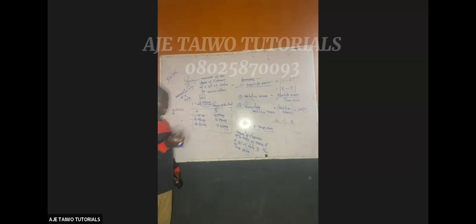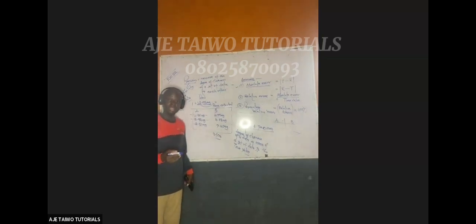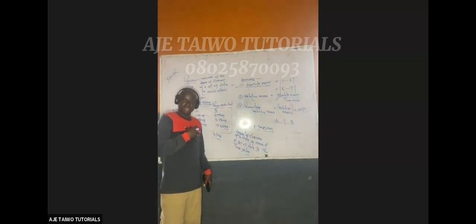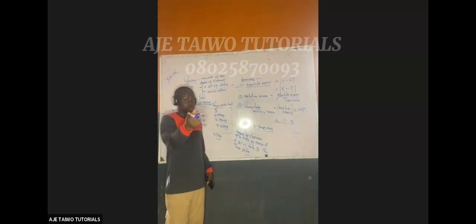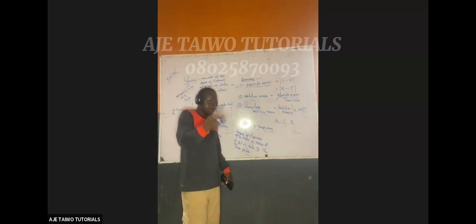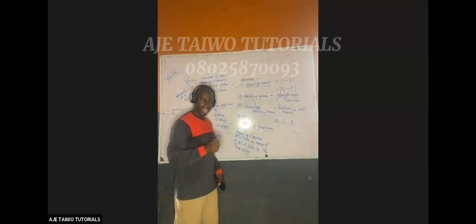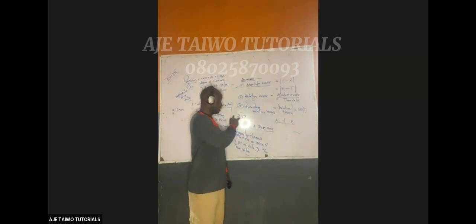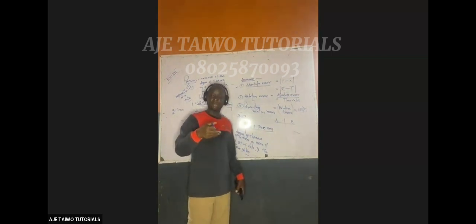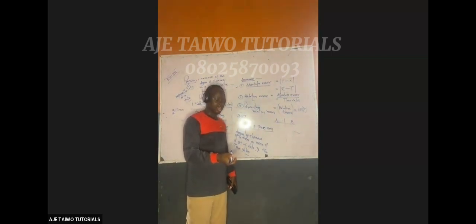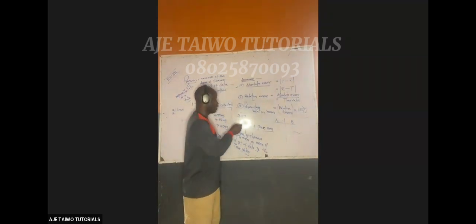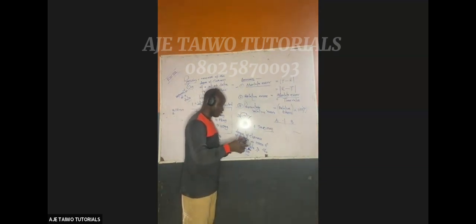Your meter rule cannot give you more than 0.1 centimeter accuracy. Meaning, you cannot tell me you measured something using a ruler and you got 3.57. Note it now. Every instrument has the number of decimal places it can measure. A ruler cannot measure more than 0.1, one decimal place. It's wrong. They will mark it wrong.